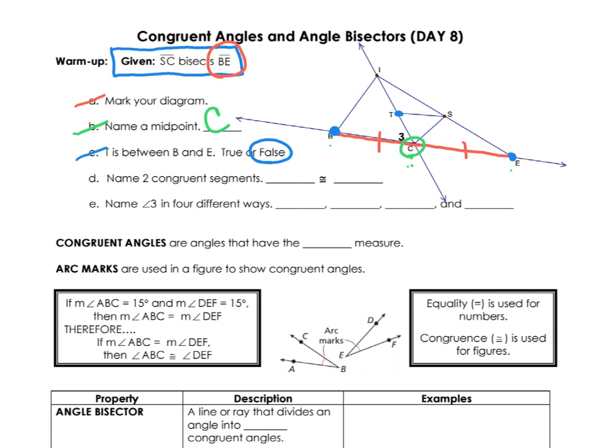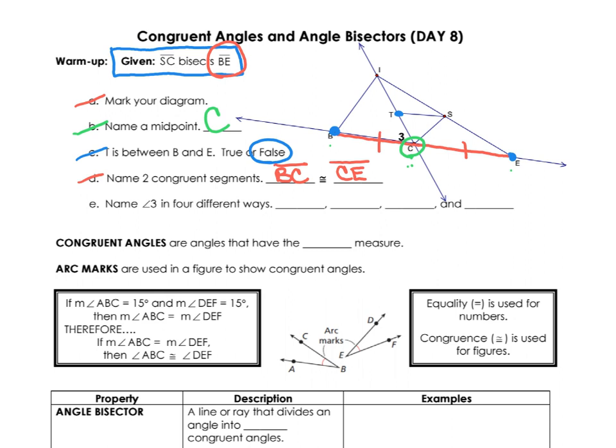Part D, name two congruent segments. Those are the ones we tick marked. That's what congruent segments are marked with. And so one tick mark is on BC, and it's a segment, so the bar goes over. And the other tick mark is on CE. Okay. And next one up, name angle 3 in 4 different ways.